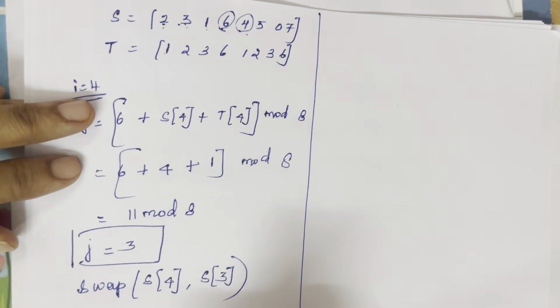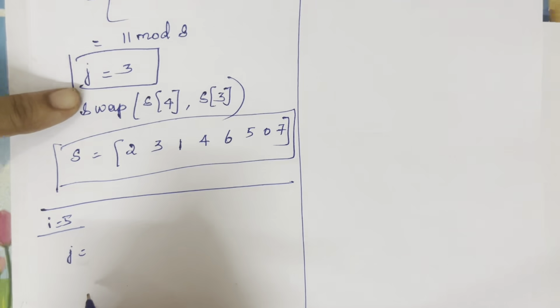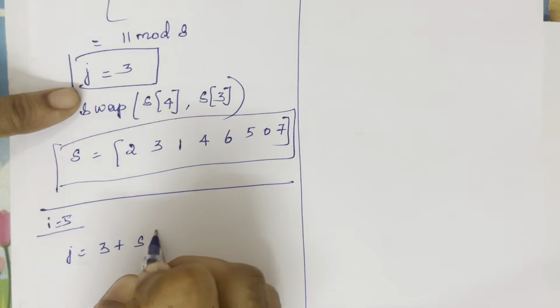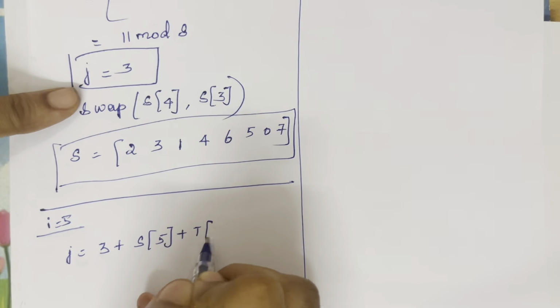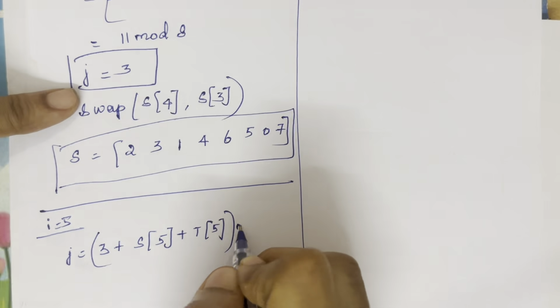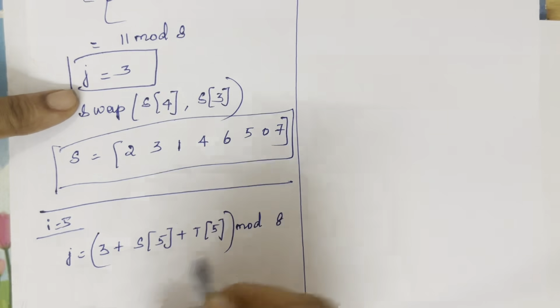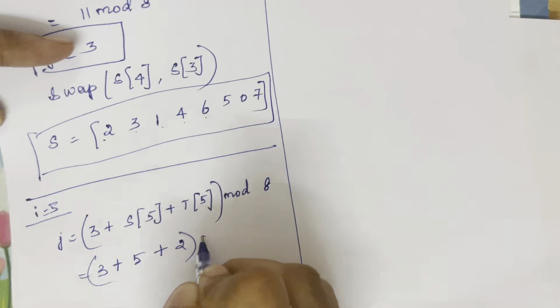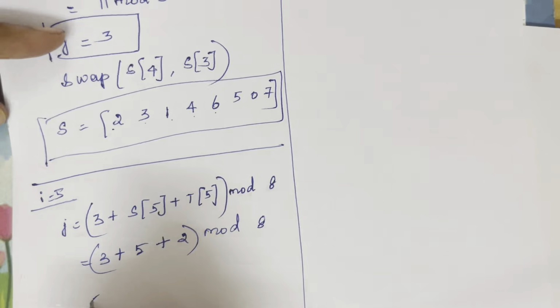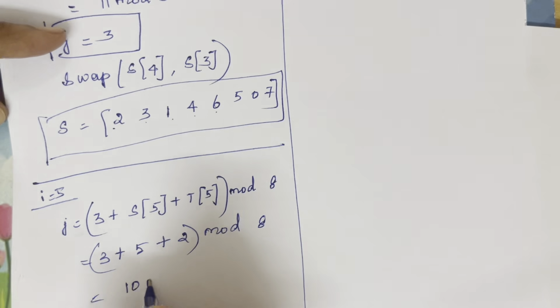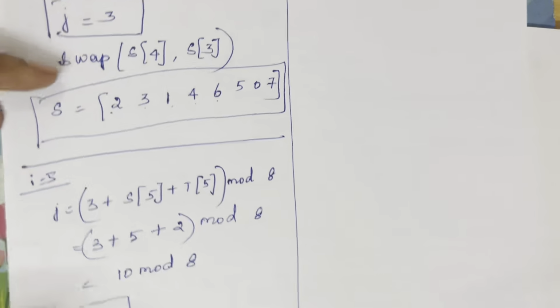Next we move on to the next iteration, i equal to 5. What is the previous value for j? That is 3, plus s of 5 plus t of 5, mod 8. That will be 3 plus s of 5, which is 5, plus t of 5, which is 2, mod 8. So you will get 10. 10 mod 8 is 2. So the j value will be equal to 2.